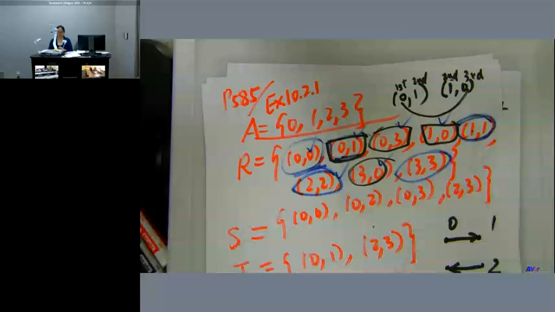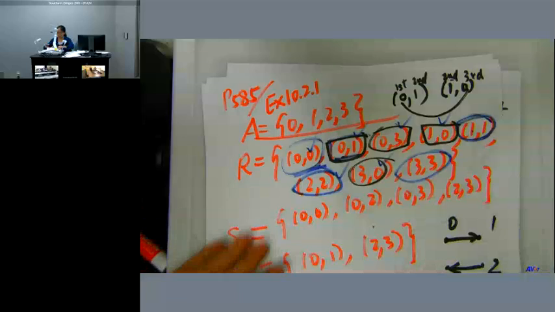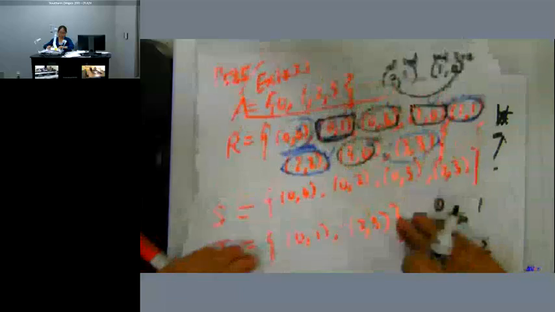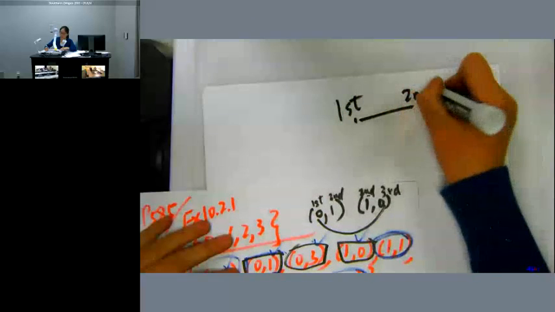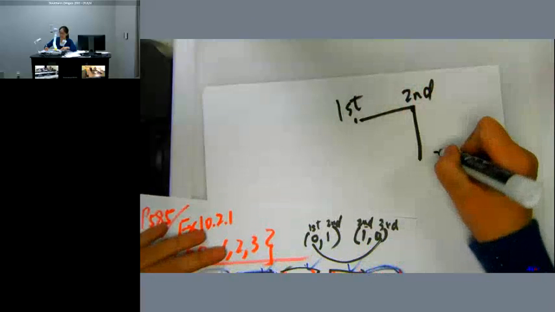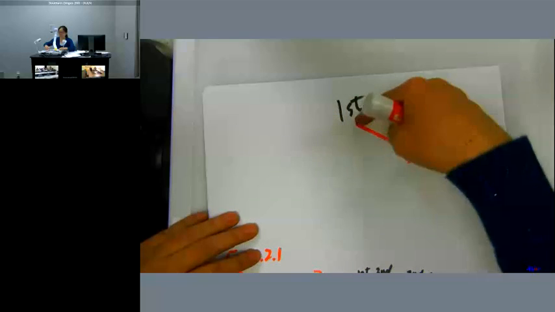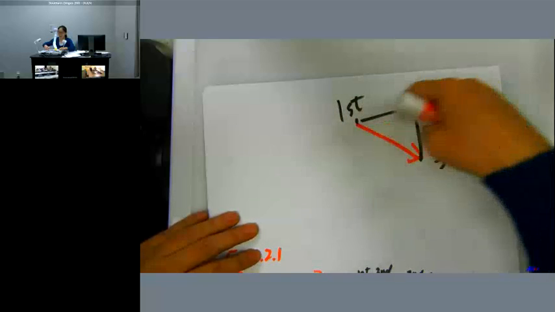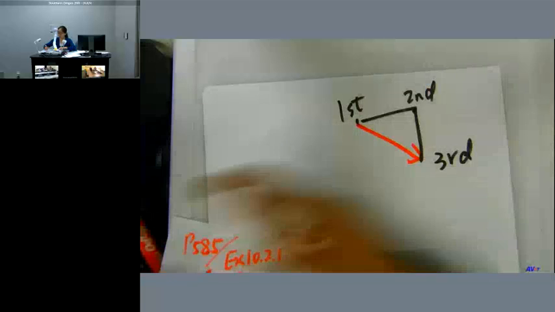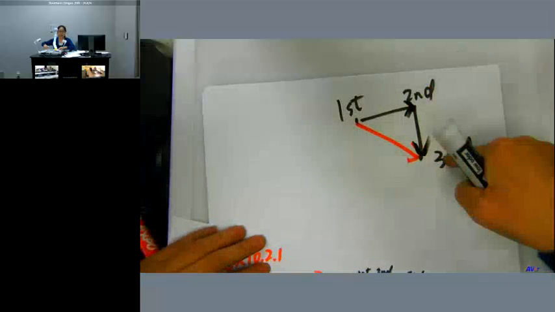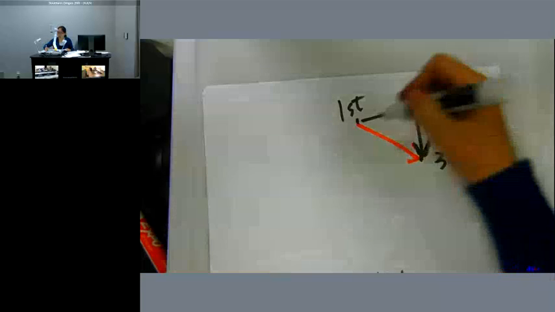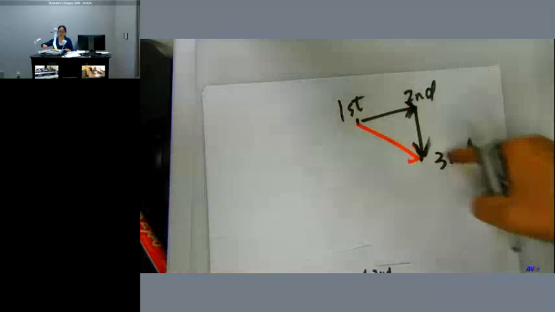It is transitive. Why? Because what we said before is if you have the first number related to the second and the second is related to the third, we must guarantee the first is related to the third. So this red line is based on these two black line segments. If you have these two, you must have the red one. But if you don't have these two, you don't have to have the third one.